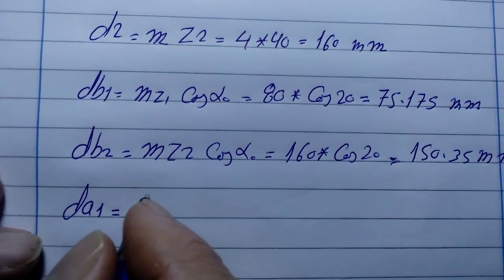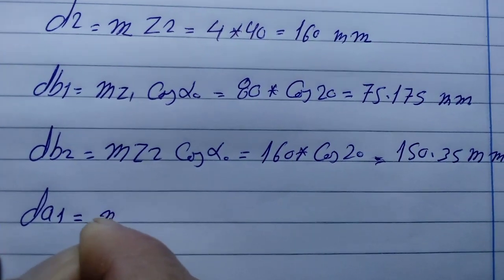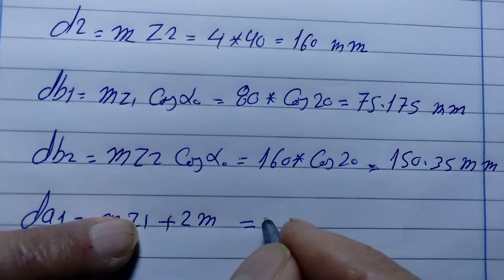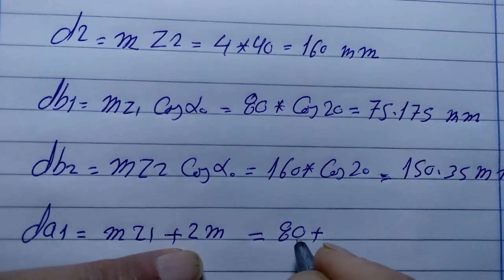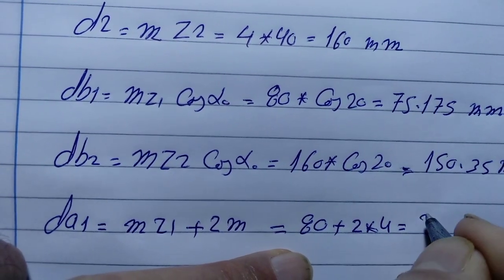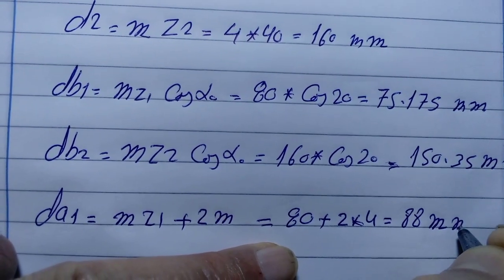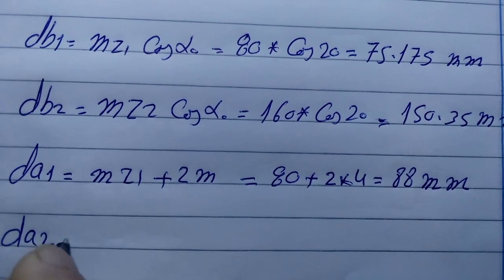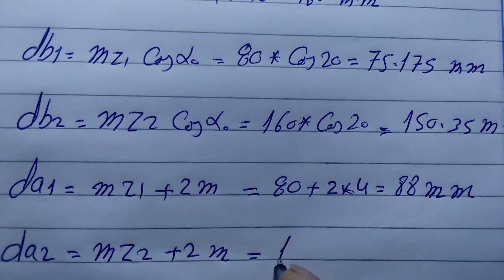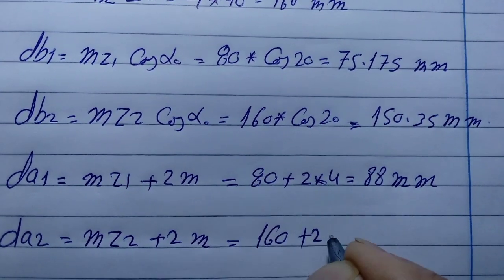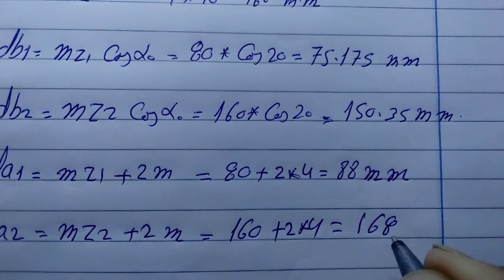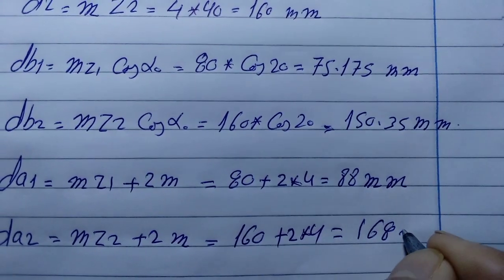DA1 is equal to M Z1 plus 2M, which is 80 plus 2 multiplied by 4, which is 8, so 88 millimeter. Okay, DA2 would be M Z2 plus 2M, 160 plus 2 multiplied by 4, so it would be 168 millimeter.